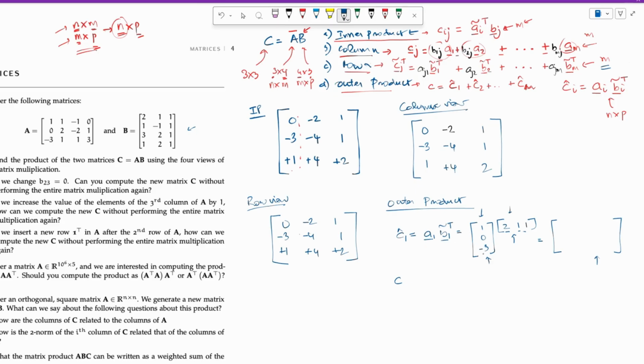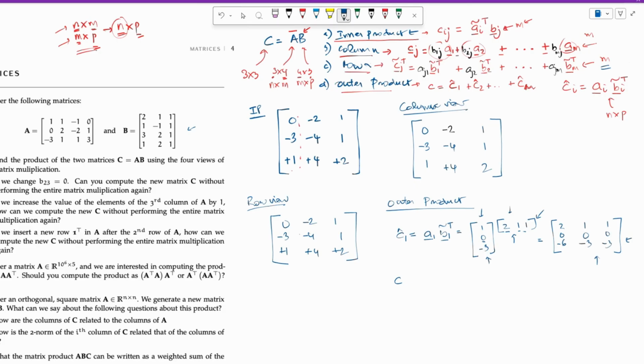So the first column will be 2 times this column, the second one will be 1 times this column, the third one will be 1 times. You can also compute the rows. The rows of the resulting matrix will simply be scaled versions of this one single row. That means the first row will be the row, the second row will be 0 because this is 0, and the third row will be minus 3 times this row. So this will be 2, 0, minus 6. This will be 1, 0, minus 3.